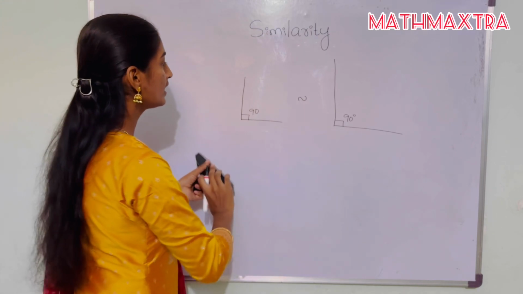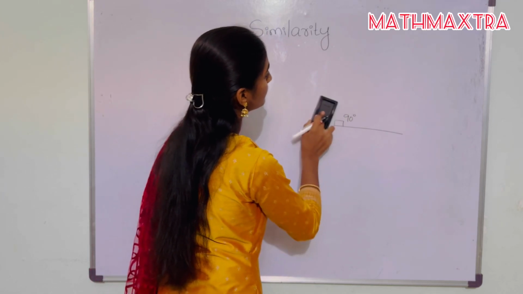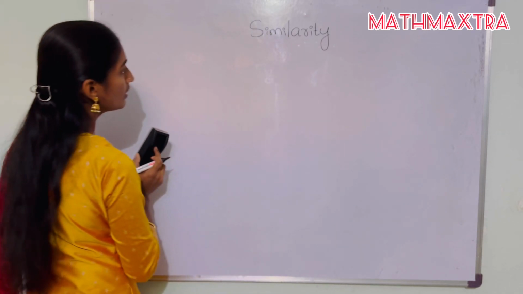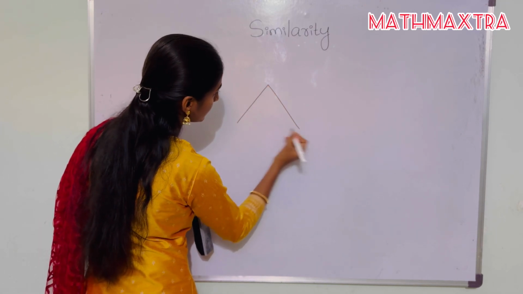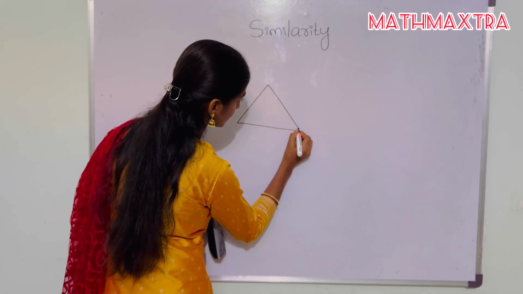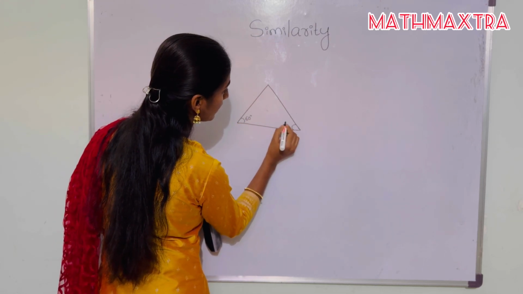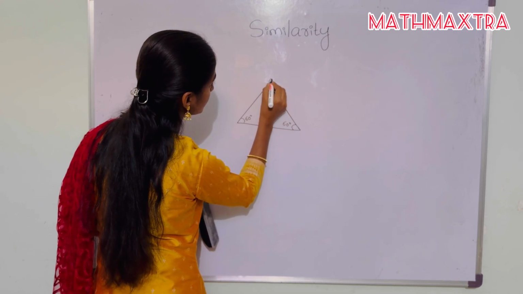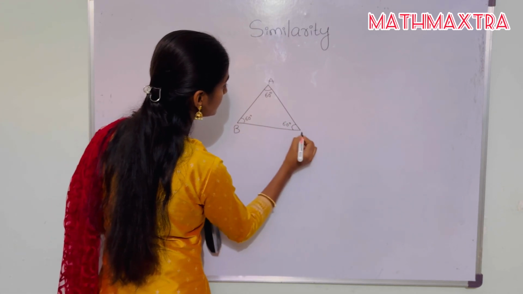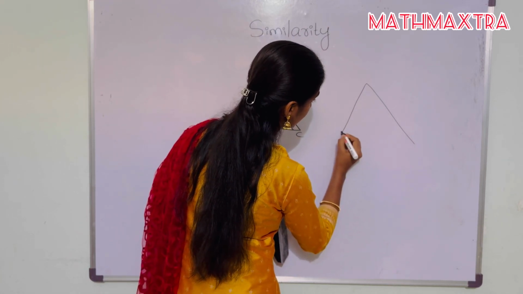Next one, take an equilateral triangle. Take the case of an equilateral triangle. This is an equilateral triangle, and this is another equilateral triangle.